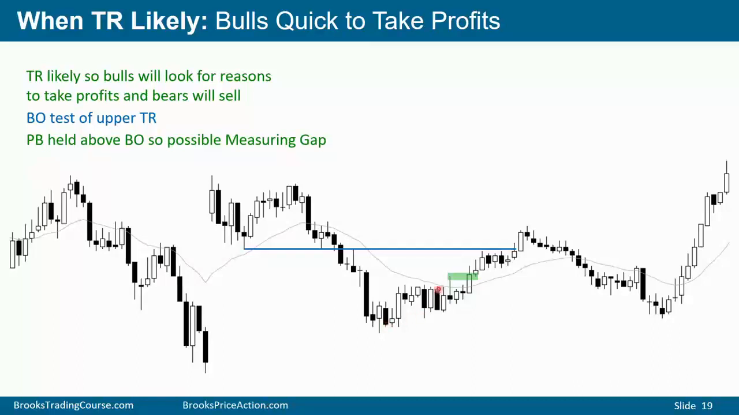For the bulls, they have a bear flag here, but instead of a bear breakout, we have a bull breakout, and the pullback twice held above the top of the breakout point, and therefore this might be a measuring gap.